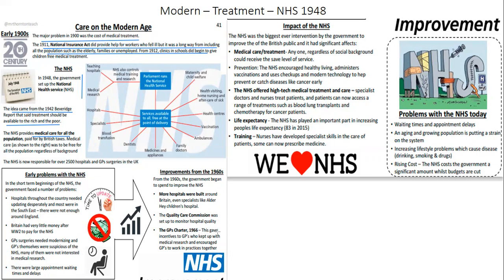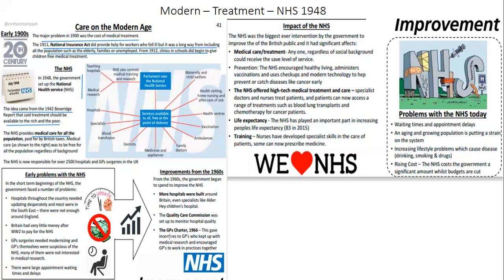The GP Charter of 1966 gave incentives to GPs who kept up with medical research and encouraged GPs to work in practices together. So they would probably give them financial incentives to keep up with the most modern ideas. And GPs were told to work together. So if you nip to the local GP, local medical centre, there'll be 6 or 7 GPs working together, and they'll be known as partners of that GP surgery.